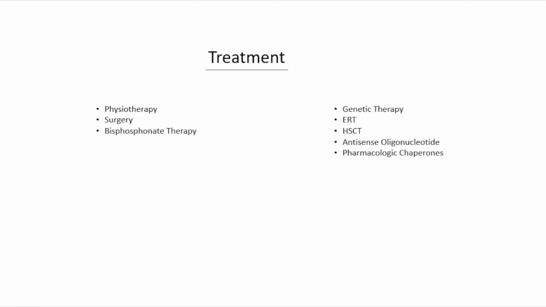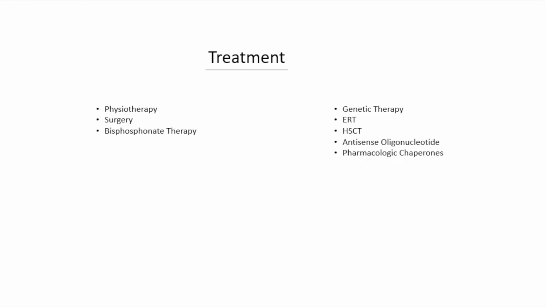Treatment-wise, we do not have many options. The mainstay of treatment includes physiotherapy, surgery and bisphosphonate therapy. Physiotherapy helps to alleviate pain to a great extent. Surgery may be needed, such as knee or hip replacement or valve replacement, depending on the case. And bisphosphonate therapy, by inhibiting osteoclasts, helps to relieve pain.